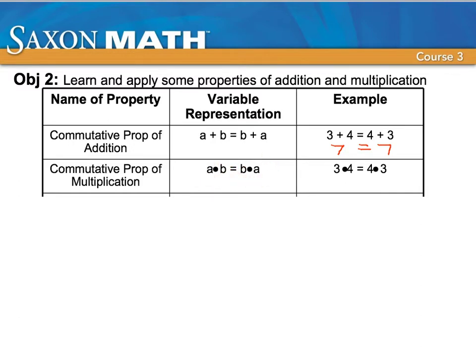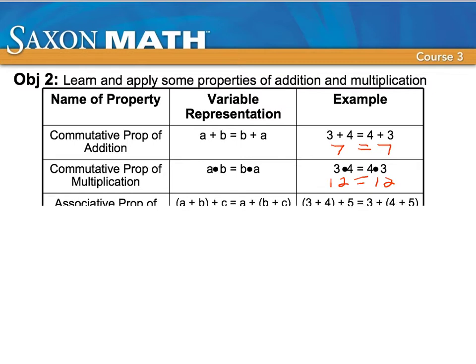Let's test this. Again, if I put numbers in, 3 times 4 is the same as if I flip that around, 4 times 3. Well, 3 times 4 is 12. 4 times 3 is 12. Those are equal. So the commutative property works. So that's the commutative property. We have addition and multiplication.